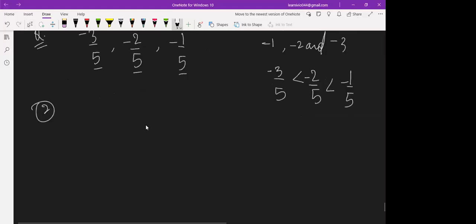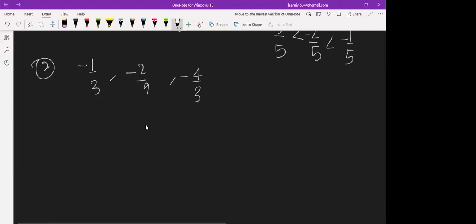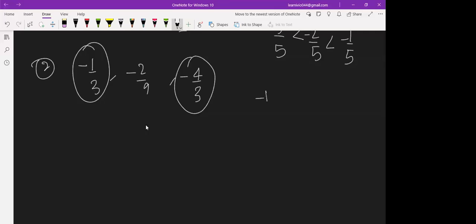The next question was minus 1 by 3, minus 2 by 9, and minus 4 by 3. So you see now you have minus 2 by 9 is different. So how do you compare them? First of all, just tell me, can you compare minus 1 by 3 and minus 4 by 3? Yes, ma'am. How? By checking the signs of the numerator and putting them in ascending order. So I have minus 1 by 3 is greater than minus 4 by 3.